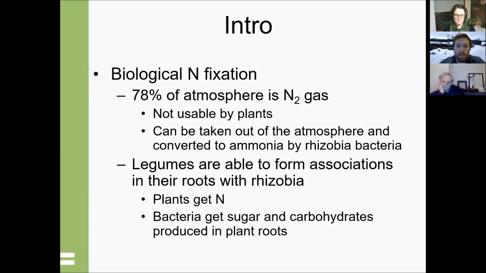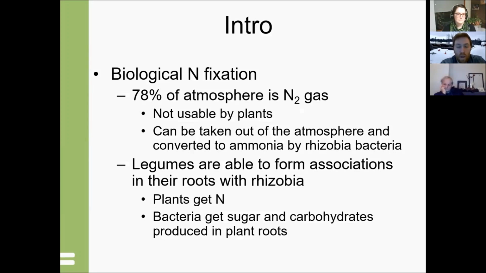So 78% of our atmosphere is nitrogen gas. So when you breathe in air, the majority of that gas that you breathe in is nitrogen. But of course, that's not really usable by plants. It's not usable by us either when it's in that form. But one of the beneficial things of biological nitrogen fixation is that bacteria can take that out of the atmosphere and convert it to ammonia, which then makes it available for plant uptake.